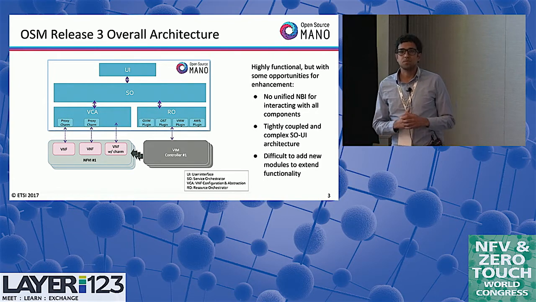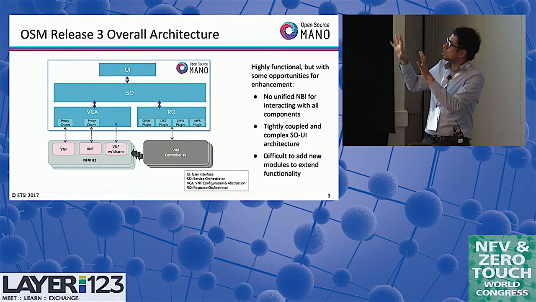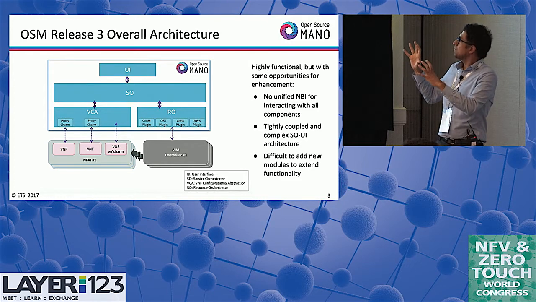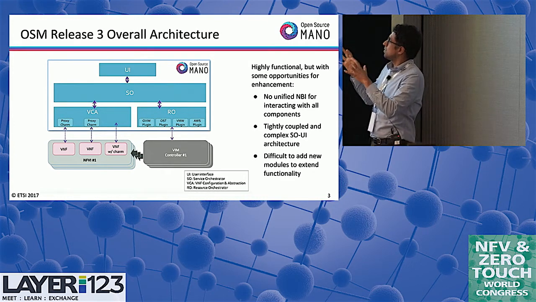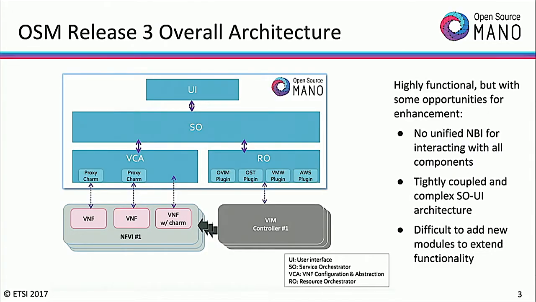3 architecture. So what we have now is mainly these components. We have a UI integrated to a service orchestrator, and the service orchestrator controls the functions of VCA, which is the one in charge of configuring VNFs after instantiation. And then we have the resource orchestrator that is in charge of the life cycle of the VIM resources. So we have some opportunities for enhancement here.